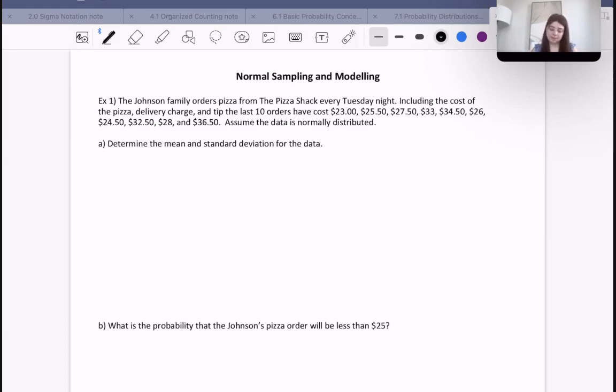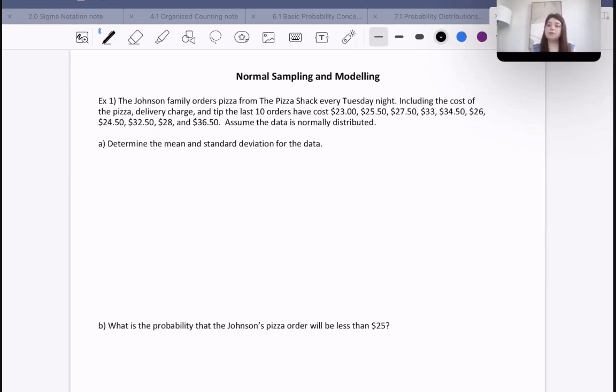Here's an example. It says the Johnson family orders pizza from Pizza Shack every Tuesday night. Including the cost of the pizza, delivery charge, and tip, the last 10 orders have cost $23, $25.50, $27.50, $33, $34.50, $26, $24.50, $32.50, $28, and $36.50, and assume the data is normally distributed. Determine the mean and the standard deviation for this data.